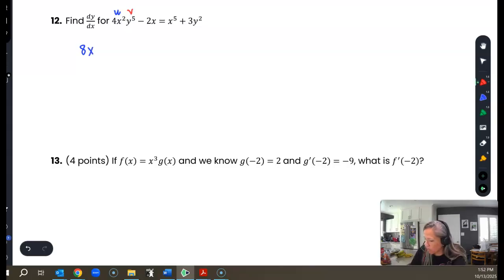We're going to leave that y alone, plus the derivative of our y. Here's where we got in trouble. A lot of us did this derivative of the y. We did 5y to the fourth dy dx, right? We were good. We recognized since it's implicit, every place I have a y, I need to have a dy dx, right? So that was good.